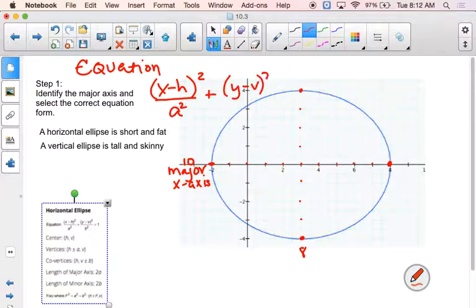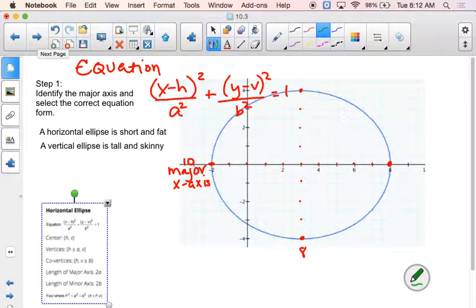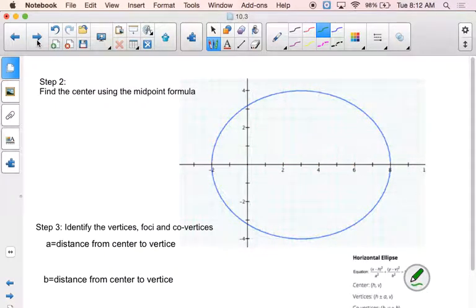Okay, so let's first find the center using the midpoint formula. Now remember, I had a distance of 10 here and a distance of 8. I can actually draw the axes, and the point of intersection is going to give me my center.